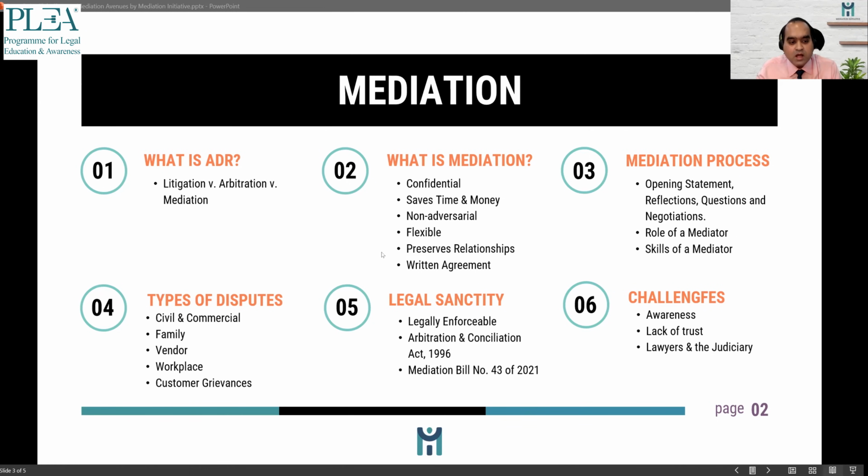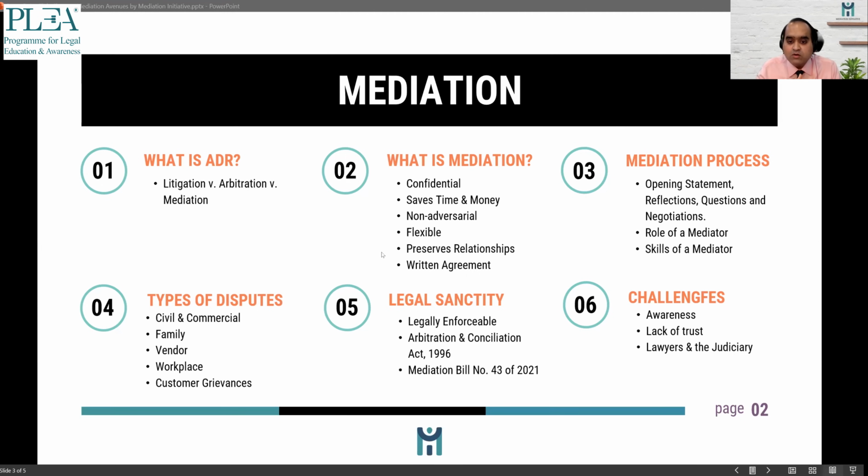All right. Now, coming to the fourth point, what are the types of disputes that can be mediated? These can be civil and commercial, family disputes, vendor disputes, workplace disputes, customer grievances, even healthcare disputes. I have not written that here, but yes, healthcare disputes between doctors and patients.